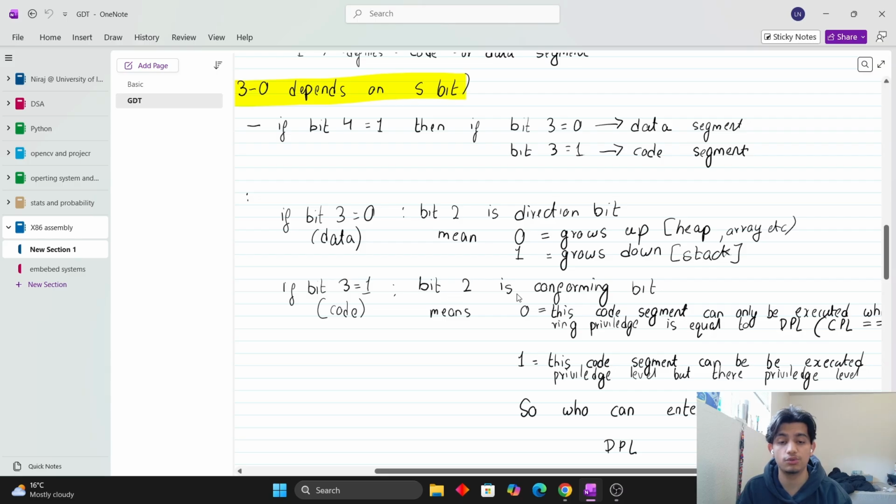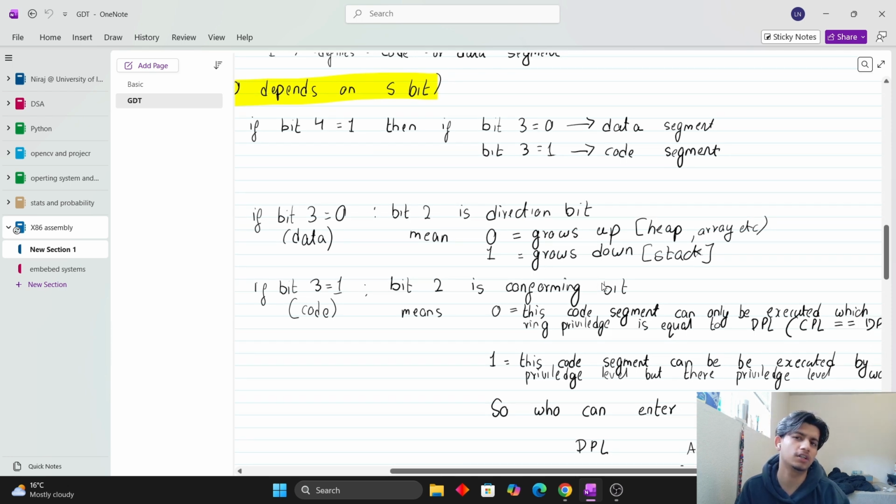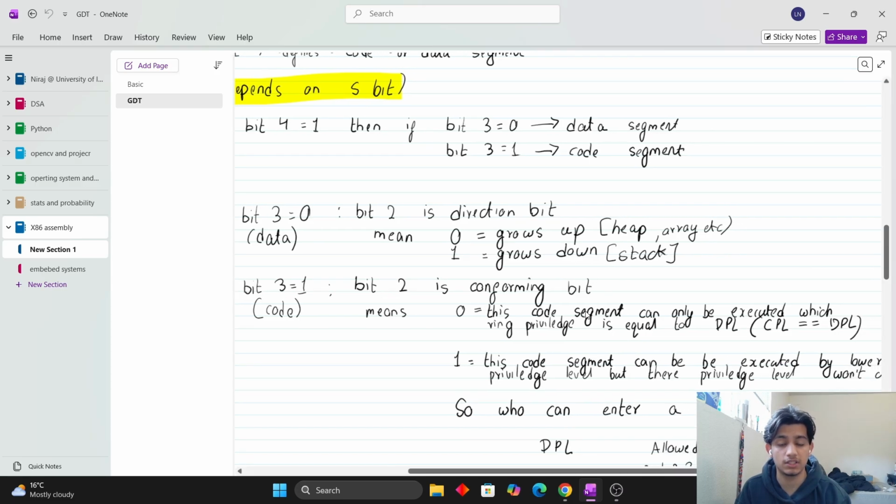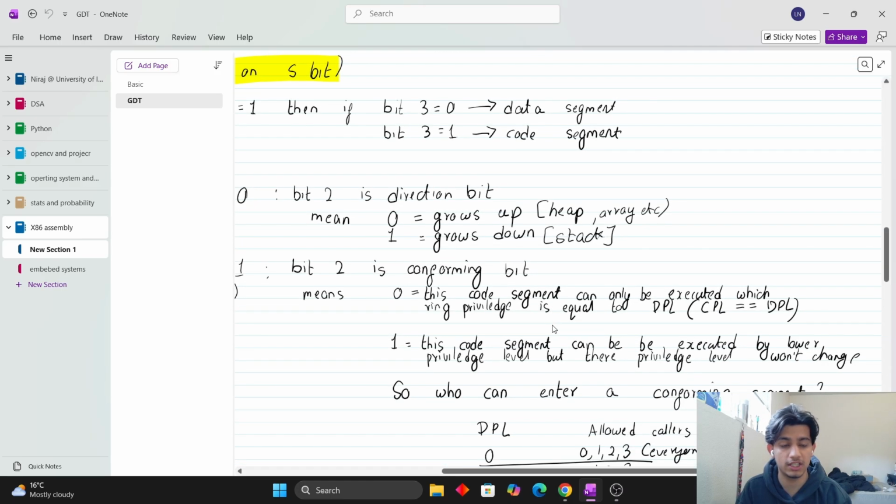That means bit 2 is the conforming bit. So what does the conforming bit basically mean? If the conforming bit is set, that means any user application or anything that has a lower privilege level can also execute this code at the privilege level that we have. Let me explain it more clearly to you.